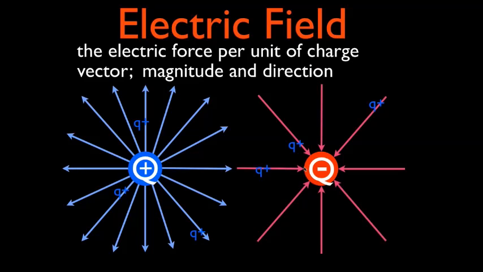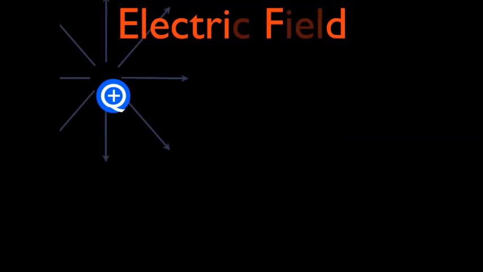Positive away, negative towards, or from the positive to the negative. And that's how you determine the direction of the electric field. Okay? Now, what about the magnitude?